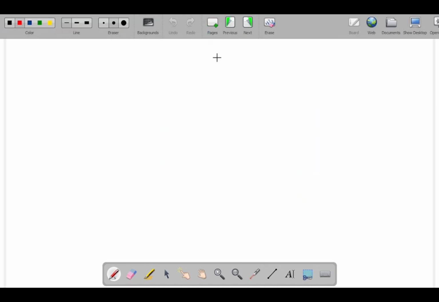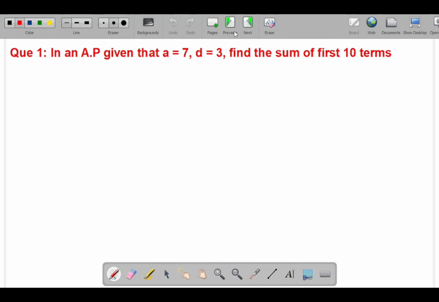So let's go to the questions now. Look at this simple question. Given an AP, where A means we are using a1. Sometimes they give you term 1. So a1 is given as 7, the common difference is given as 3, and we have to find the sum of the first 10 terms.